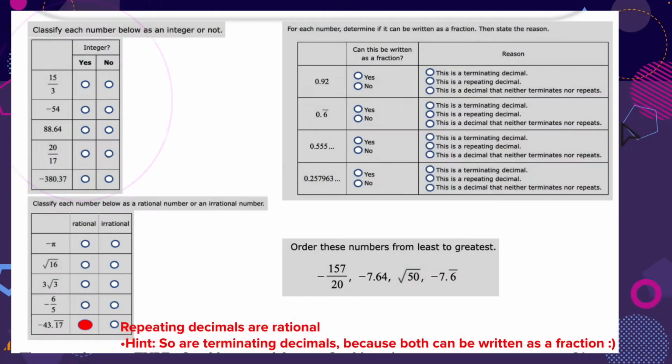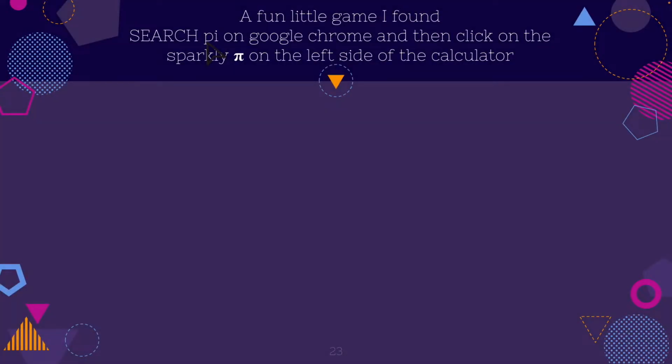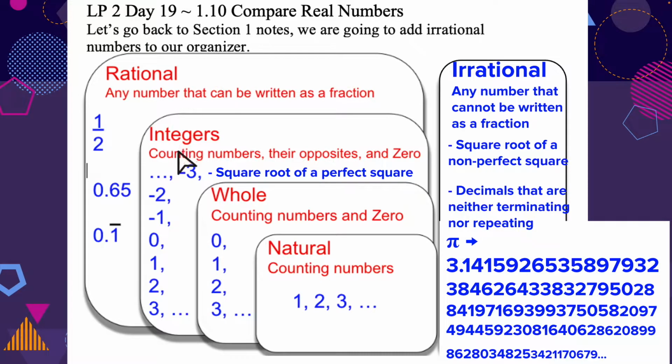Okay, I'm circling this just so you know this is the one we're going to work on first, because there are 4 different problems here. Ignore that down there. I forgot to animate that, so I'll animate that in a moment. All right, it should disappear now. Oh, darn it. So, classify each number below as an integer or not. Remember, an integer, if I back up here, we have these different layers of rational numbers.